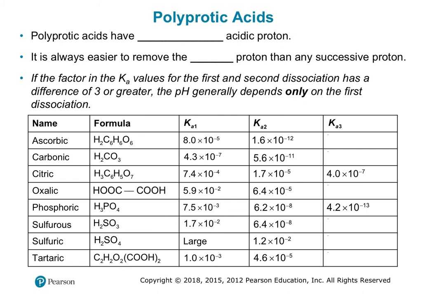So those ones mean many protons. So we're talking about sulfuric acid or phosphoric acid. Actually, there's a whole list right here. Obviously, you can see ascorbic acid, which is vitamin C. And so they have more than one acidic proton. But it's always easier to remove the very first proton.